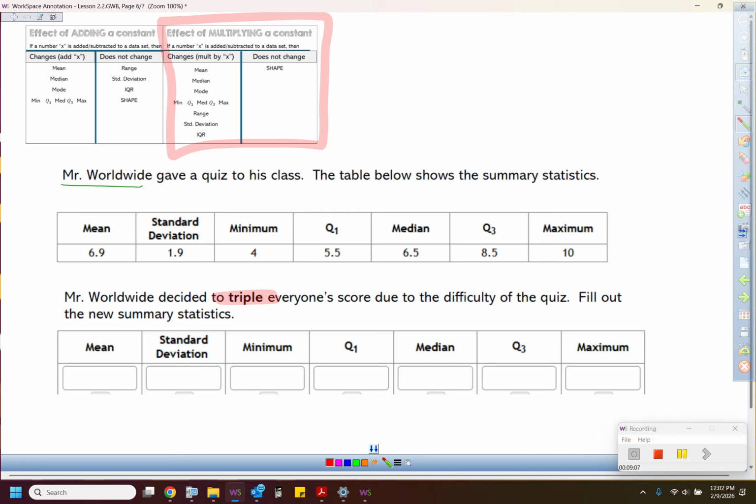6.9 times 3. Sorry, I'm doing this off-screen calculator, people. So 20.7, 1.9 times 3, 5.7, 12, 5.5 times 3, 16.5, times 3, 19.5, times 3, 25.5, and 30. I like the multiply ones, right? You don't have to think too hard because everything changes, you know.